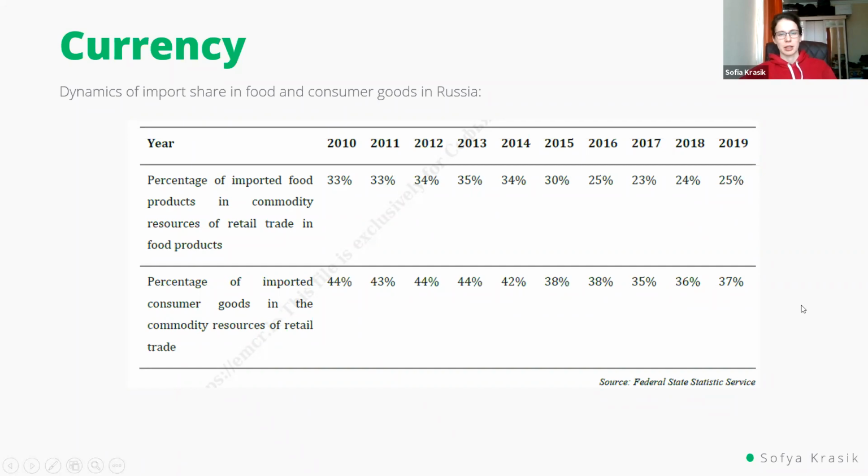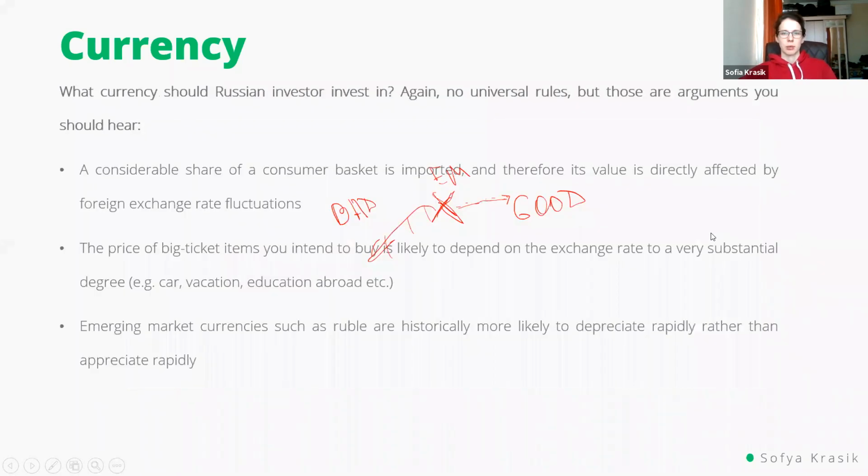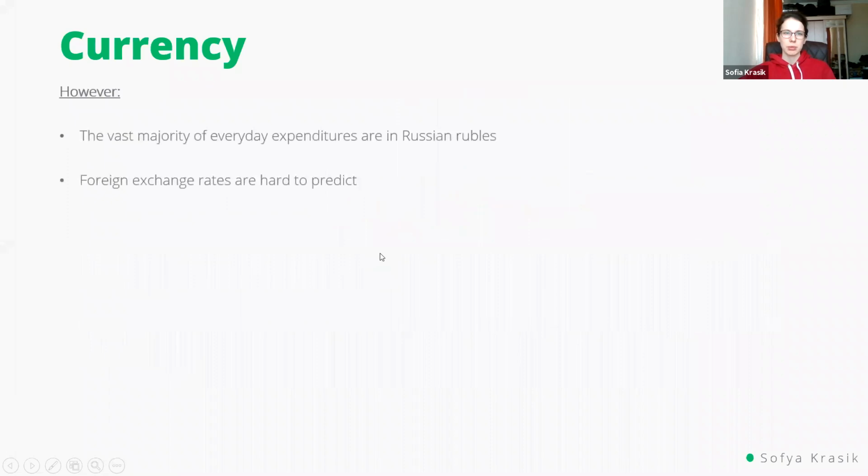But again, this change in currency is psychologically accepted differently by different people. So again, no universal rules, but it's just a good point to know when you make a decision. However, still, the vast majority of everyday expenditures in Russia are made in rubles, and probably the majority of those expenditures do not depend on foreign currency.